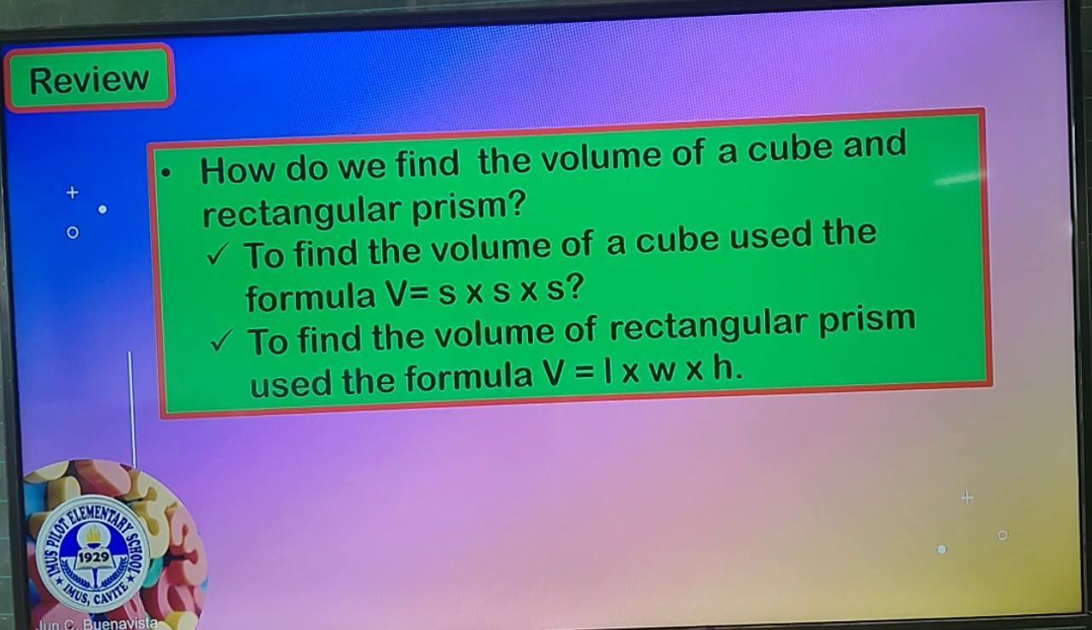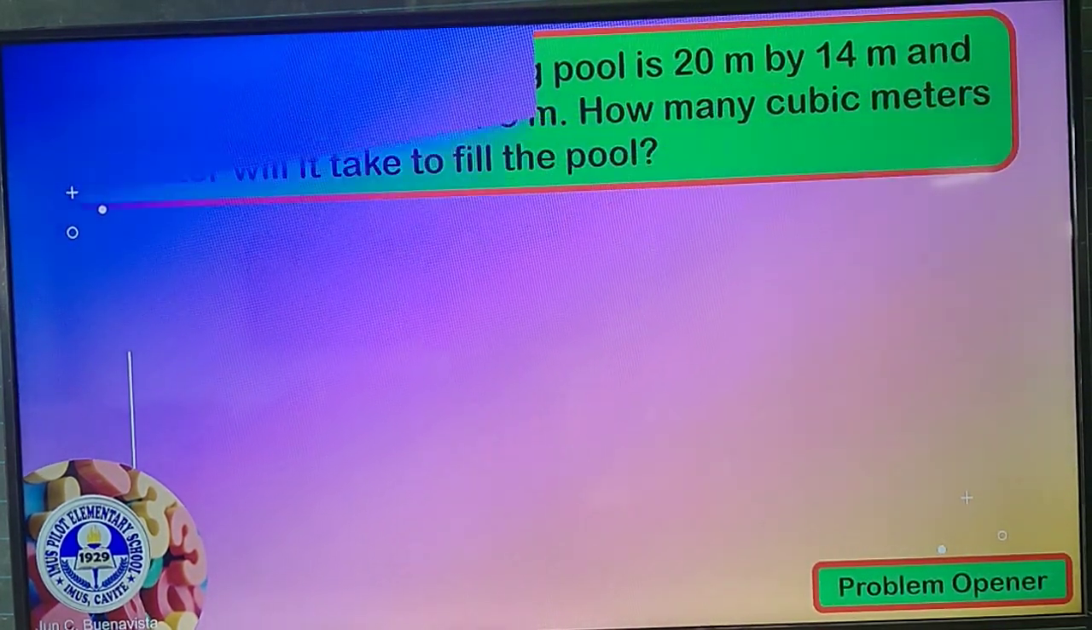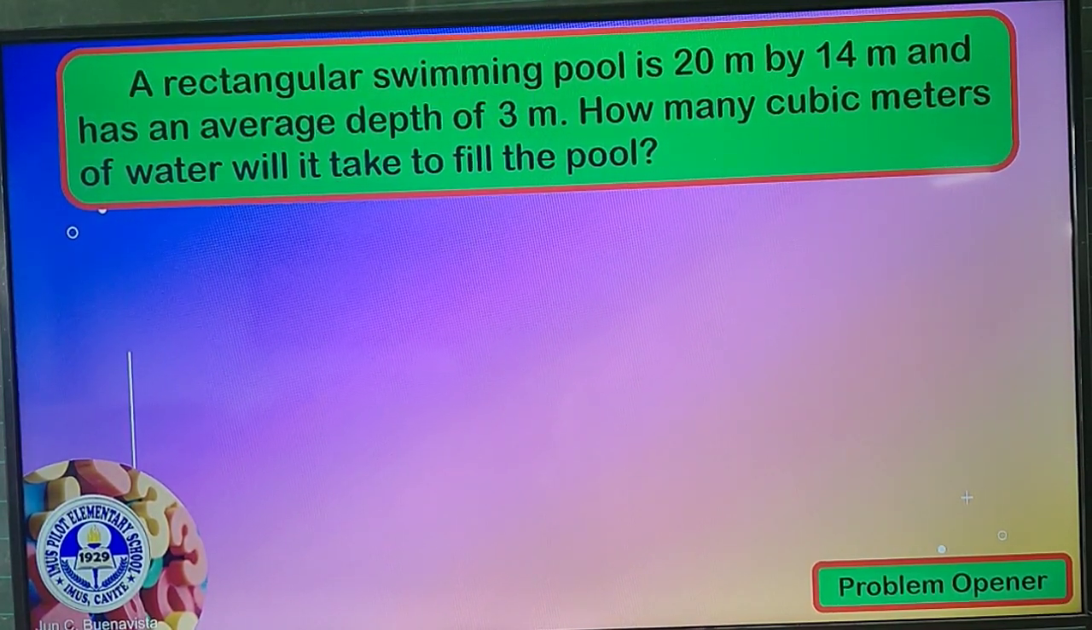Okay, so let us start with this opening problem. A rectangular swimming pool is 20 meters by 40 meters and has an average depth of 3 meters. How many cubic meters of water will it take to fill the pool? The given is 20 meters, that is the length, the width is 14 meters, and the height is 3 meters. Deep, ang lalim, depth.